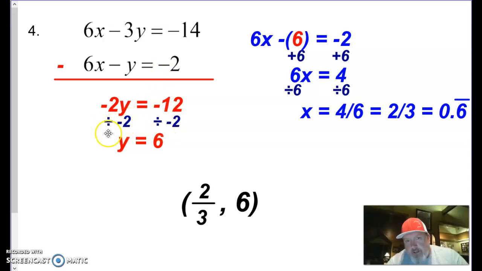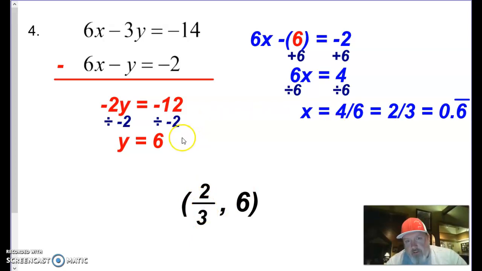We'll divide by negative 2, and that's going to give me positive 6 for y. I'm going to go ahead and plug that into this bottom equation. Again, you have the choice. I plugged it in the bottom one here. So 6x minus 6. Get that to the other side. We're going to add 6 and divide. And in this case, you get a fraction of 2/3. Or you can use the decimal 0.6 repeating.